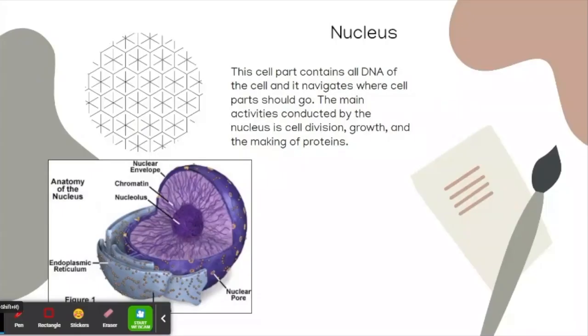The nucleus contains all the DNA of the cell and it navigates where the cell parts should go. The main activities conducted by this cell part are cell division, cell growth, and the making of proteins. Here's a picture of a nucleus. It has chromatin, nucleolus, nuclear envelope, nuclear pores, and endoplasmic reticulum.